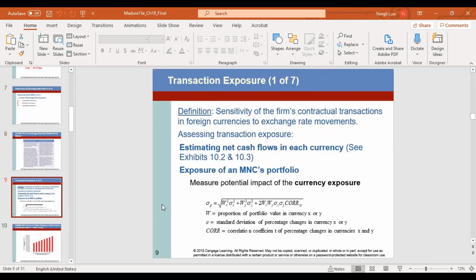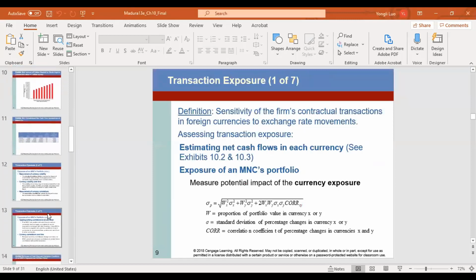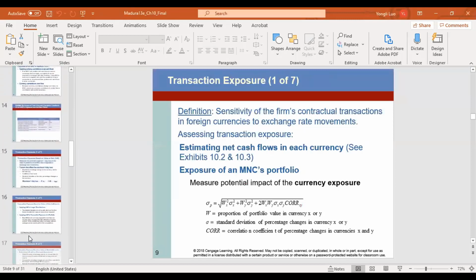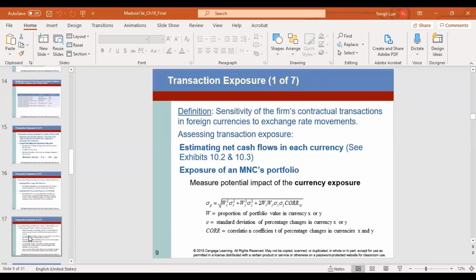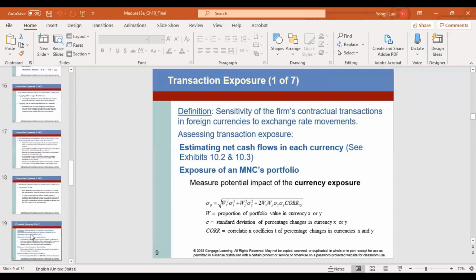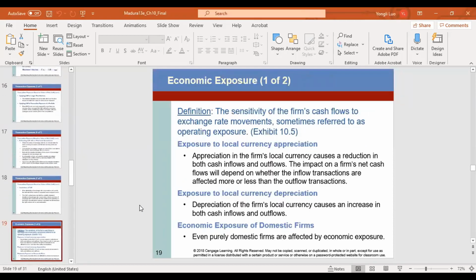Transaction exposure is the sensitivity of the firm's contractual transactions in foreign currencies to exchange rate movement. Economic exposure is the sensitivity of the firm's cash flows to exchange rate movement, sometimes referred to as operating exposure.